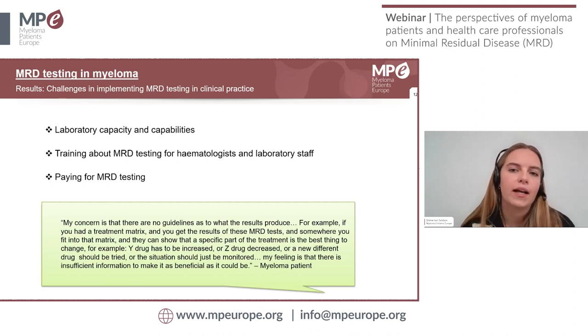Hematologists also stated that they would need additional training on when to use MRD testing, how to apply the findings to guide decisions, and on what to do with MRD results if they conflict with other relevant tests. And lastly, hematologists commented that MRD testing is not covered by all insurers in all healthcare systems. And in some countries, patients need to go out of pocket to get MRD tested and may not fully understand why they need to pay extra for these additional tests.